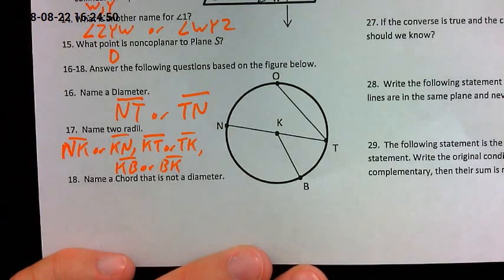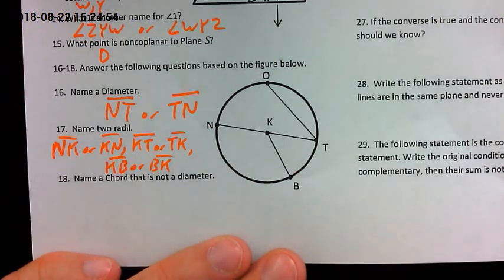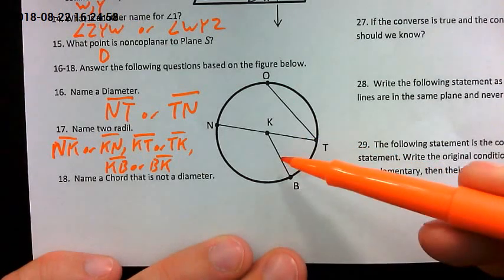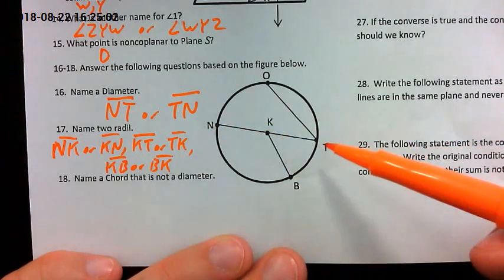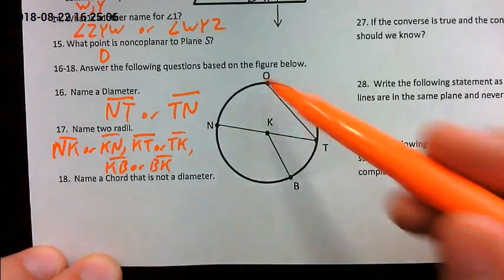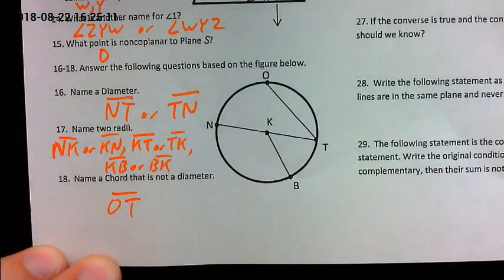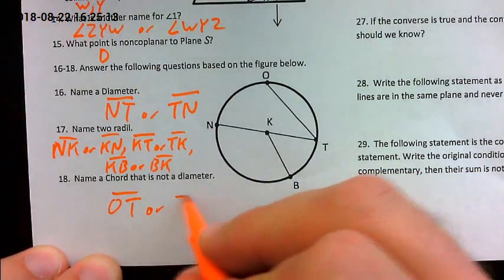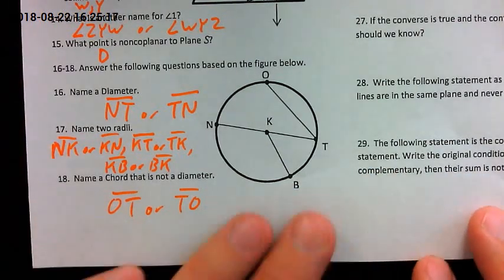On 18, name a chord that is not a diameter. So there's only one chord in here that's not a diameter. Remember, a chord has to have both endpoints on a circle. So that's not a chord, it's a radius. This one going through here, again, that's a chord, but that's the diameter. So the only one that's not the diameter and is a chord is OT. Now again, you can name OT either OT or TO. Either one works.